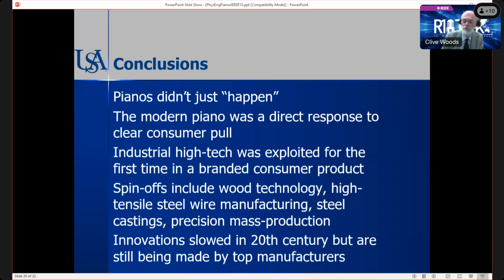There are still innovations being made today by the top manufacturers, and the top manufacturers are still researching how to make pianos better and to sound better.